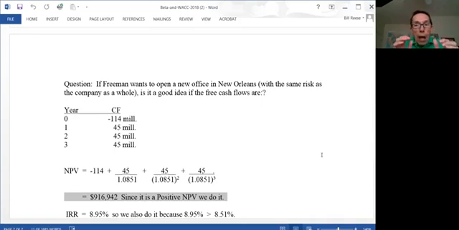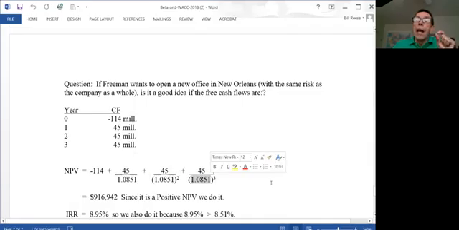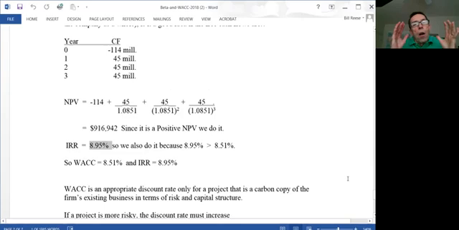Now, the IRR is going to be 8.95%, meaning that if I set net present value to 0 and made this 1 plus R, 1 plus R squared, and 1 plus R cubed, and then solved for R, R would be 8.95%. And let me encourage you, by the way, do these in Excel. Make sure you get the same numbers as I've got here. So we want to do the project both because it has a positive NPV. We know we do all projects with a positive NPV, and the IRR is greater than our cost of capital.